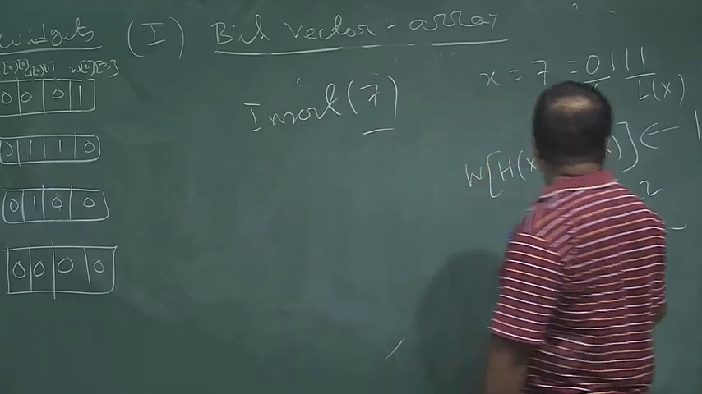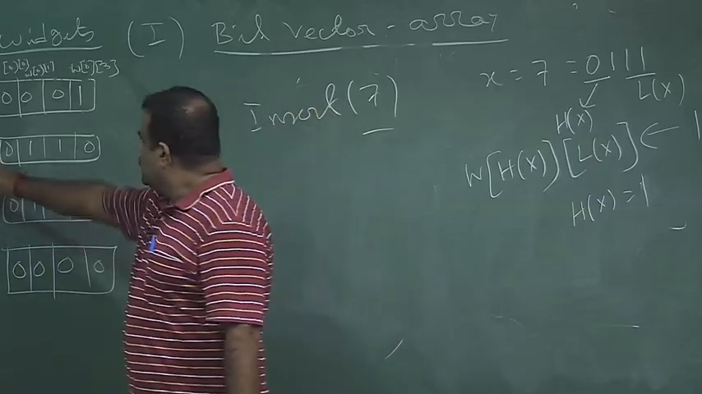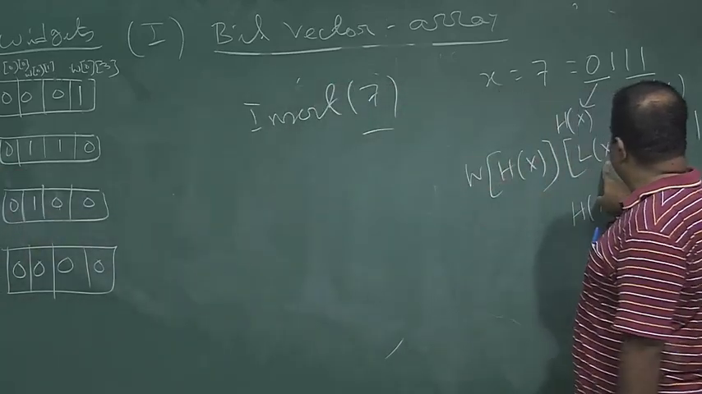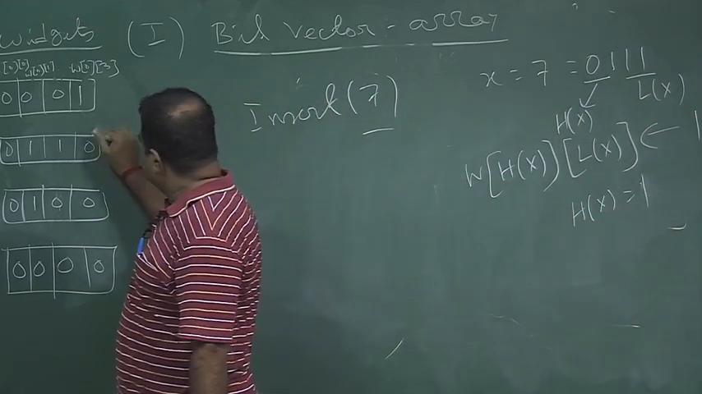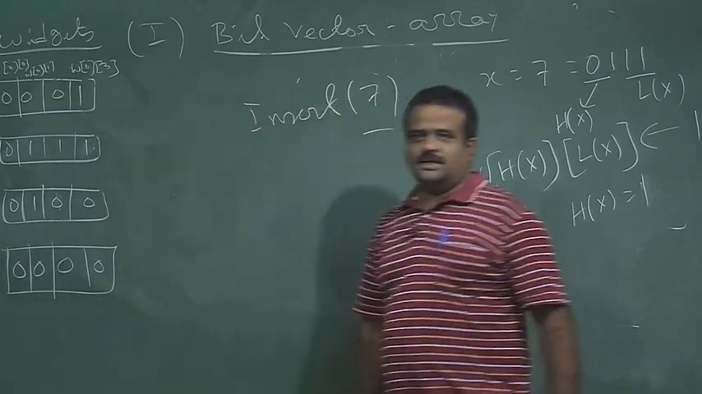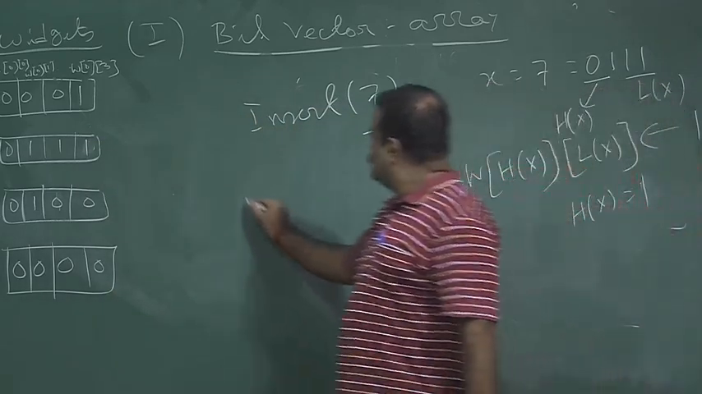So, high of x is basically 0 1. So, it is 1. So, we go to w 1 and then in that widget we go to the low of x position. Low of x is basically 3. So, we go to here and we make it 1. So, this is the insertion. And similarly, to delete we will do the same thing.